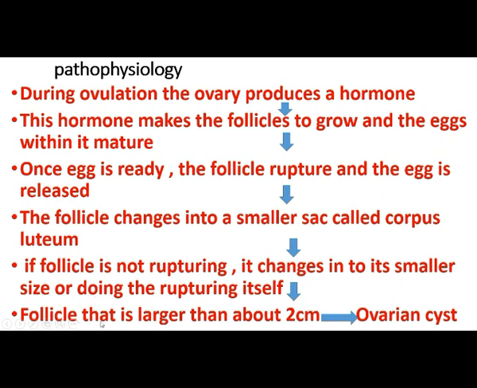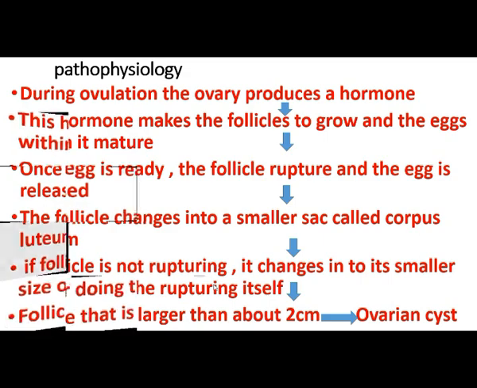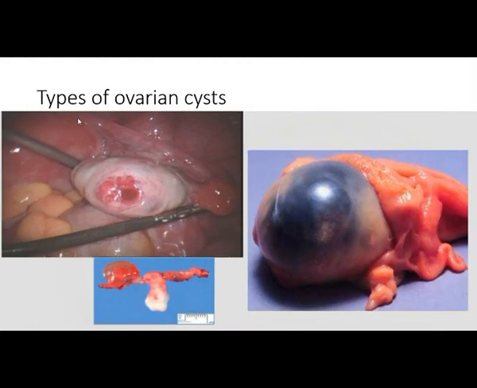So a follicle that is larger than about 2 cm is known as an ovarian cyst. It is happening when it is not ruptured. So that will remain there and become a small size, and sometimes it ruptures itself also. So that is known as ovarian cyst. We can see the types of ovarian cyst.